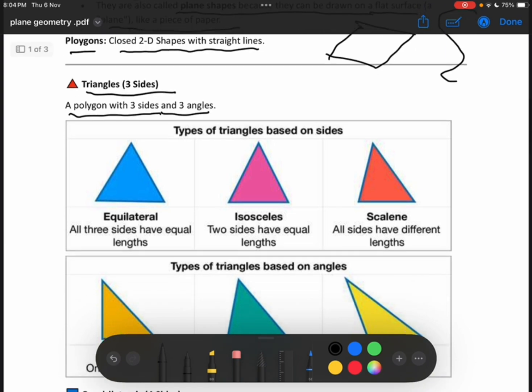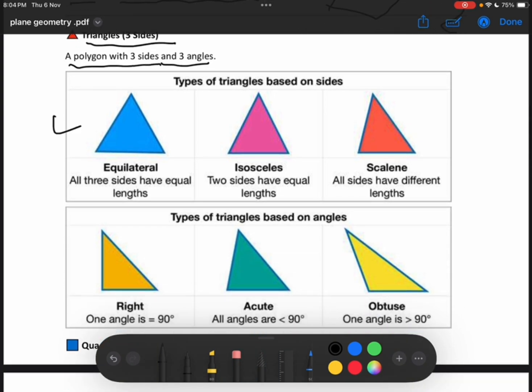Types of triangles: you can see here, on the basis of sides, there are 3 types of triangle. First is equilateral. Equilateral means all 3 sides have equal length. If we are making a triangle whose all 3 sides are of the same length, we will say that is an equilateral triangle. Next is isosceles triangle. If 2 sides are equal and the third one is different, we will say that is isosceles.